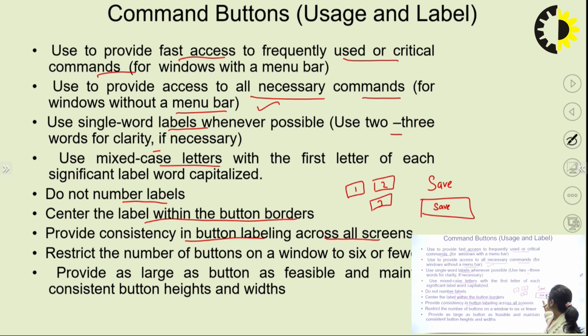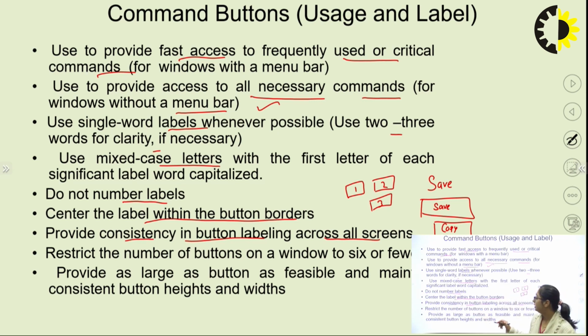Suppose you use labels where the first letter is capital and the others are small, then all the labels you use should be like this. The first letter will be capital and the others are small. So there should be consistency in labeling the buttons.